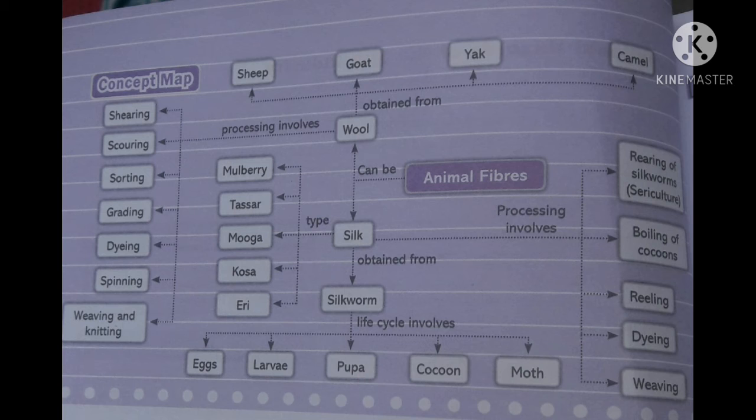Now the next fiber is silk. Silk is obtained from the silkworm, and the life cycle of the silkworm involves many stages. These are eggs, larvae, pupa, cocoon, and then moth. Now the types of silk are many. These are mulberry, tussar, muga, kosa, and eri. Now the silk is obtained by processing. The silk processing involves many steps. These are rearing of silkworms, boiling of cocoon, reeling, dyeing, and weaving.